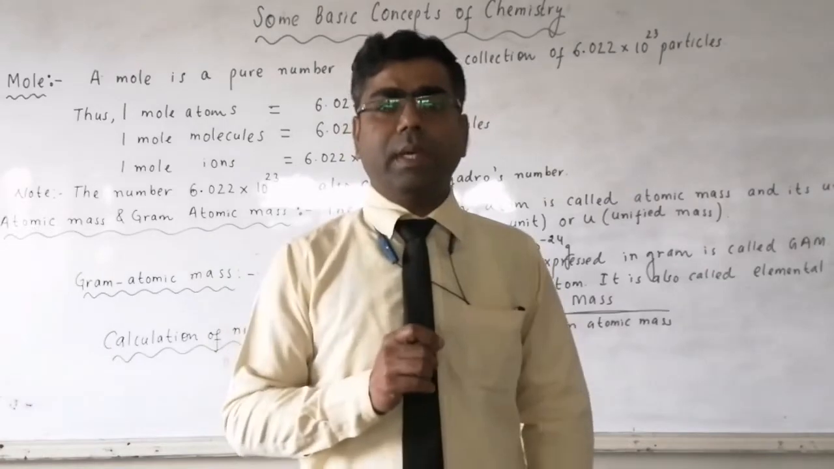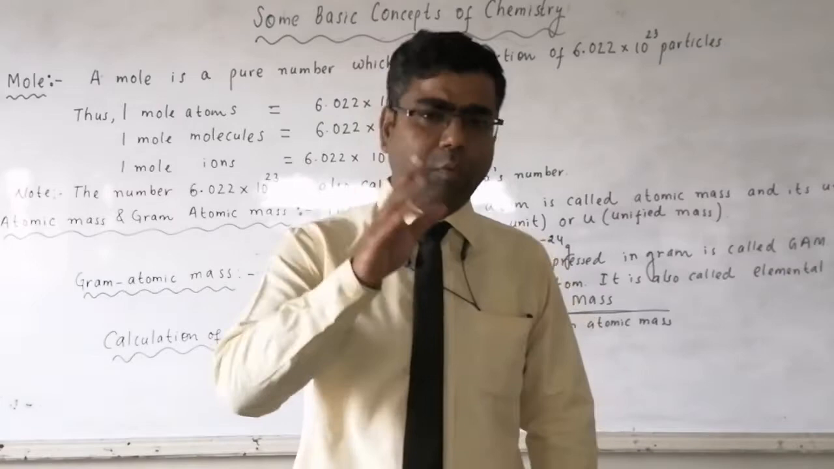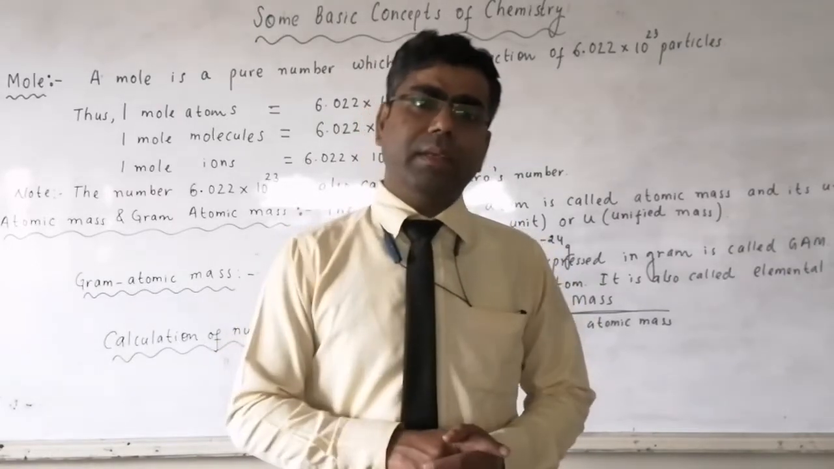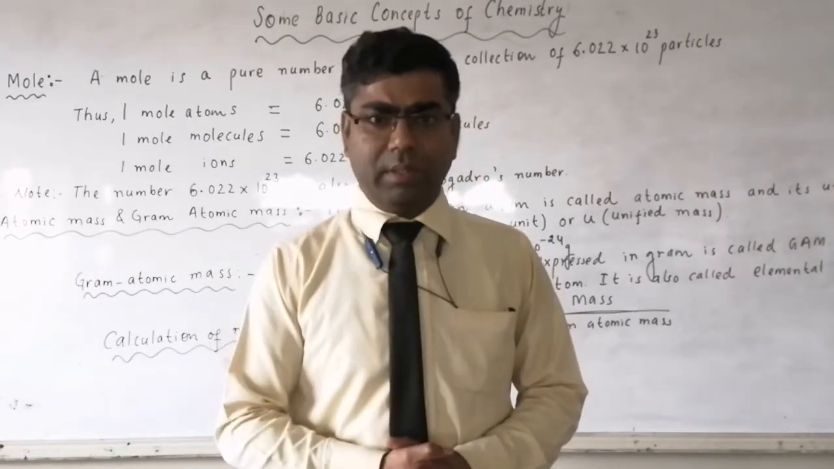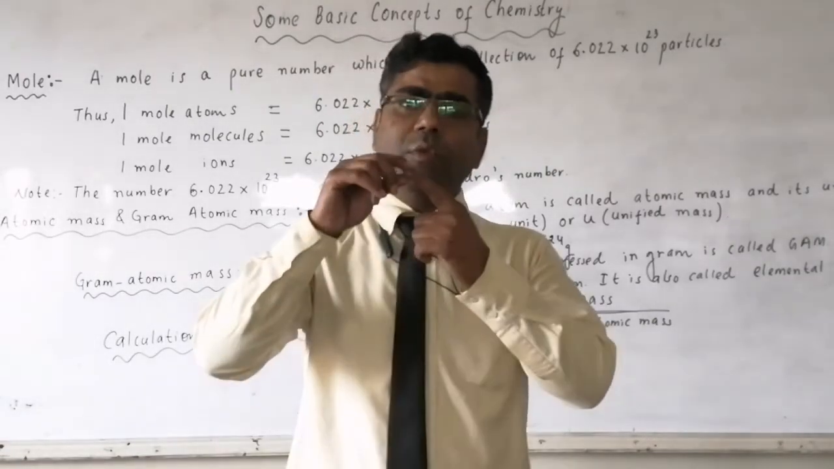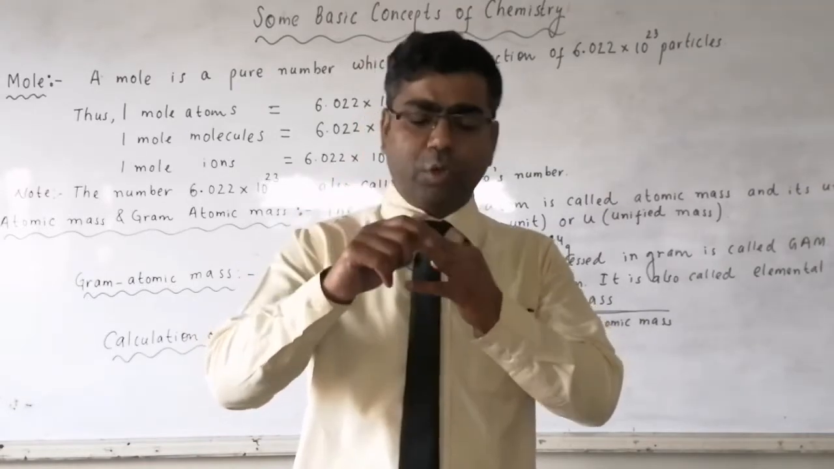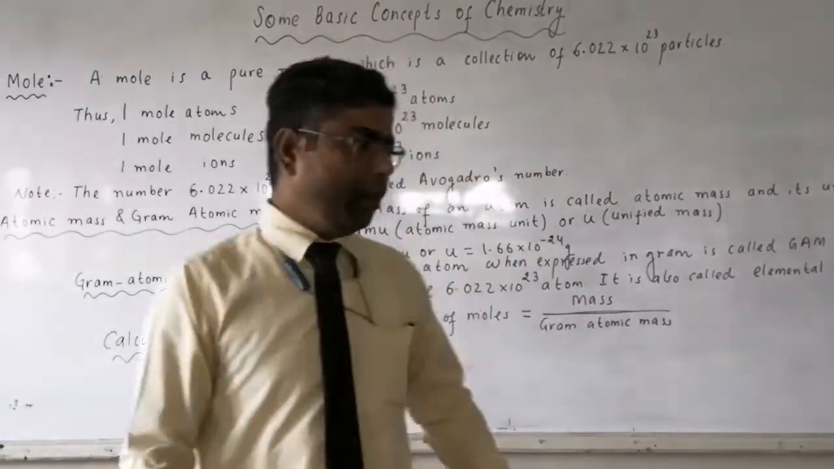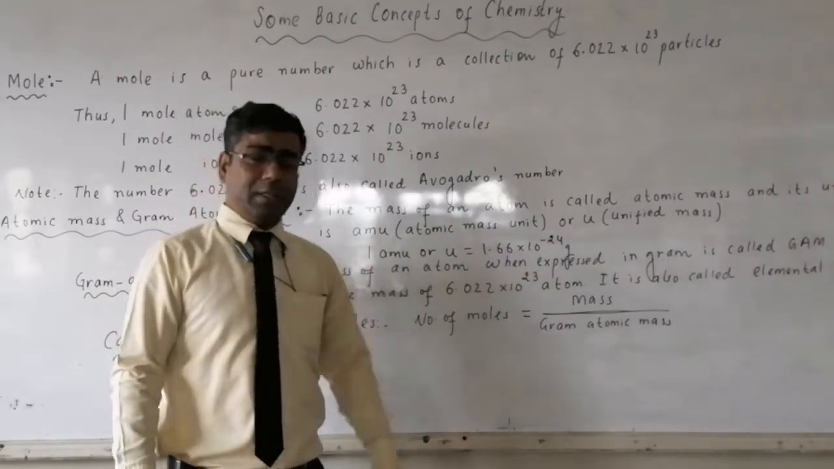Now suppose an atom is having 1 proton, then its mass will be 1 AMU. If an atom is having 2 protons and 2 neutrons, then its mass will be 4 AMU. 1 AMU from first proton, 1 AMU from second proton, 1 AMU from first neutron, and 1 AMU from second neutron. And this 1 AMU or u is always equal to 1.66 into 10 to the power minus 24 gram.